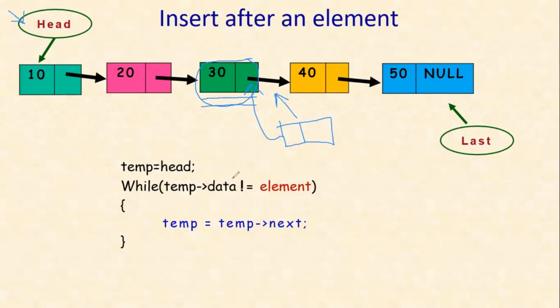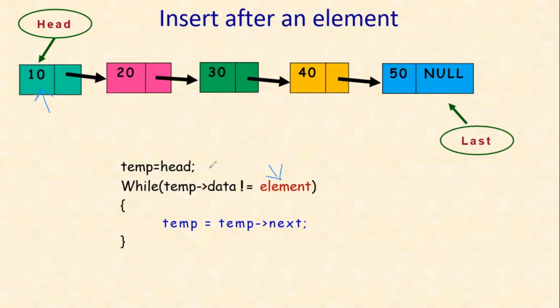Before doing everything, I have to read an element here using a scanf statement, scanf %d ampersand element, like that. After reading that element, what are we supposed to do? I am using a loop to check whether the data in the node matches the element I want, which means I have to travel towards the target element.